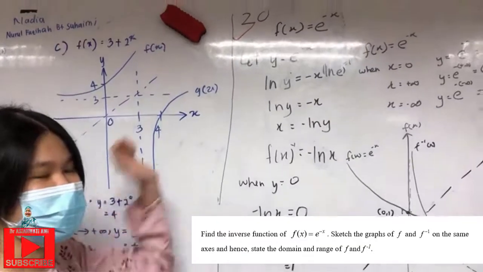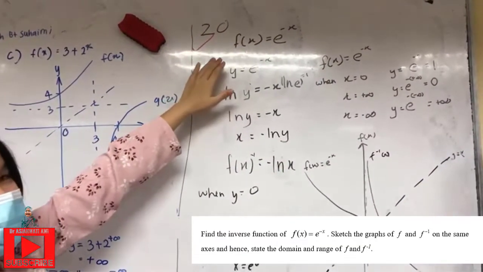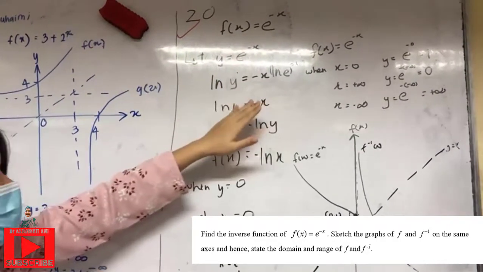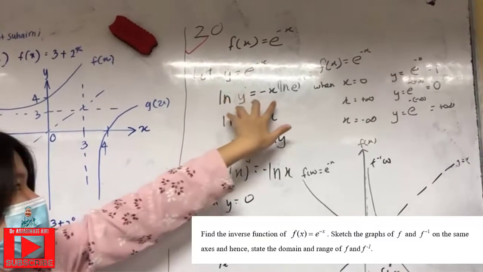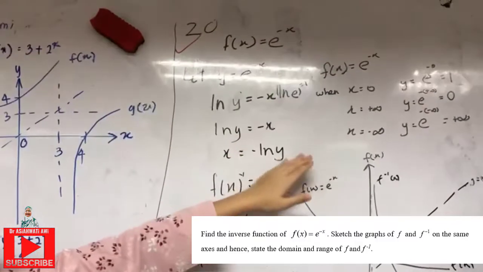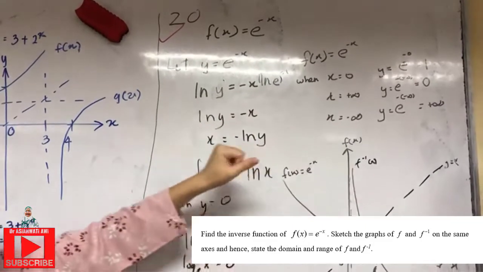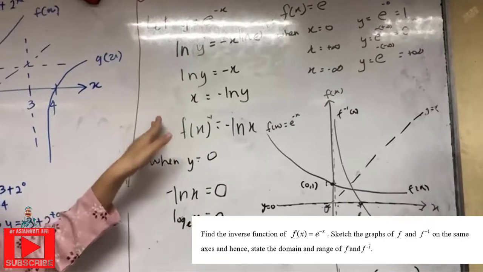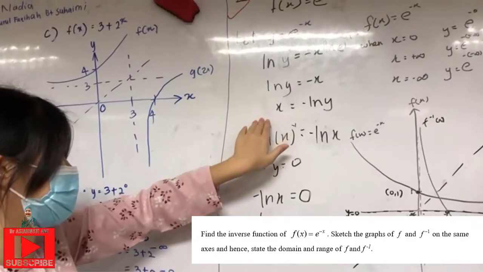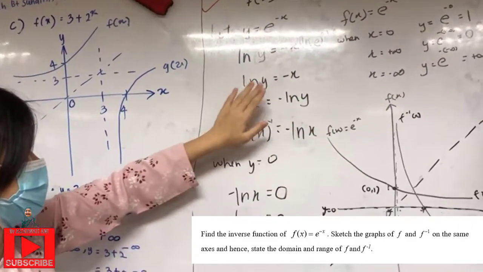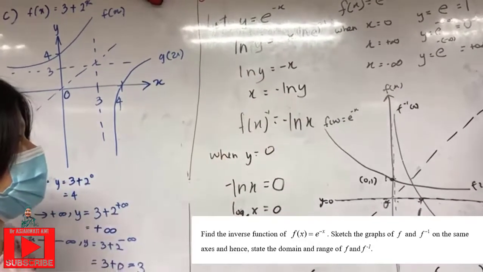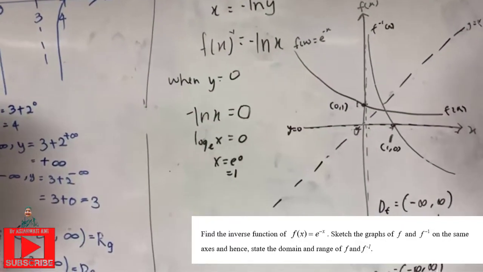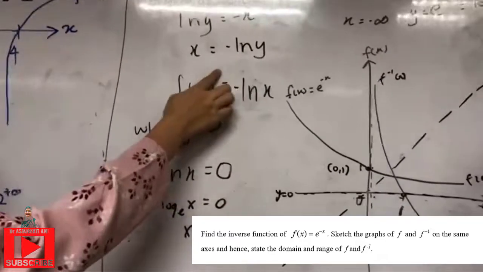Okay, so the question wants us to find the inverse of this graph. So just let y equals e power negative x, and we'll apply ln to both sides, and ln e equals 1. So this one will disappear and it becomes ln y equals negative x. So we need to express x in terms of y. So x throw to the left and the negative throw to the y side, and it will become the f inverse function. Dan f inverse kat situ negatif eh? Betul kan? Oh, sorry.